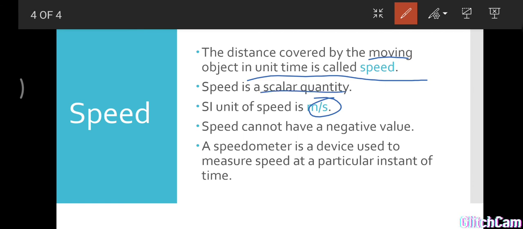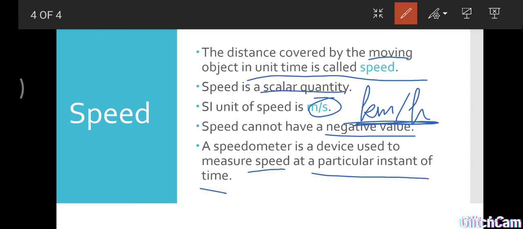Commercially, we express the speed unit as kilometer per hour, and speed cannot have a negative value. And if you notice in a vehicle, there are two meters. One of the meters is named the speedometer. What is the use of that meter? It is used to measure the speed at a particular instant of time. That meter is called the speedometer.